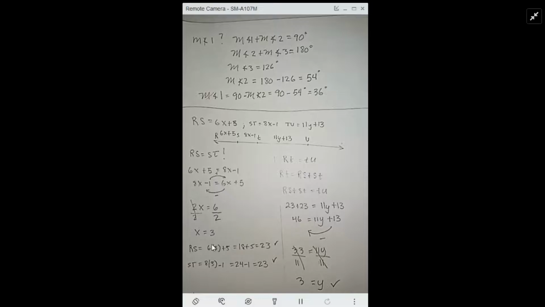23 plus 23, established that here, is 46, which equals 11y plus 13. We can see by inspection that 11 times 3 is going to give us 33 plus 13, 46, because these need to be equal since they're both equal segments. But when we do the algebra, we show that y equals 3. And so that checks out. You can back substitute these values. So that was a nice little problem, and it checks out.